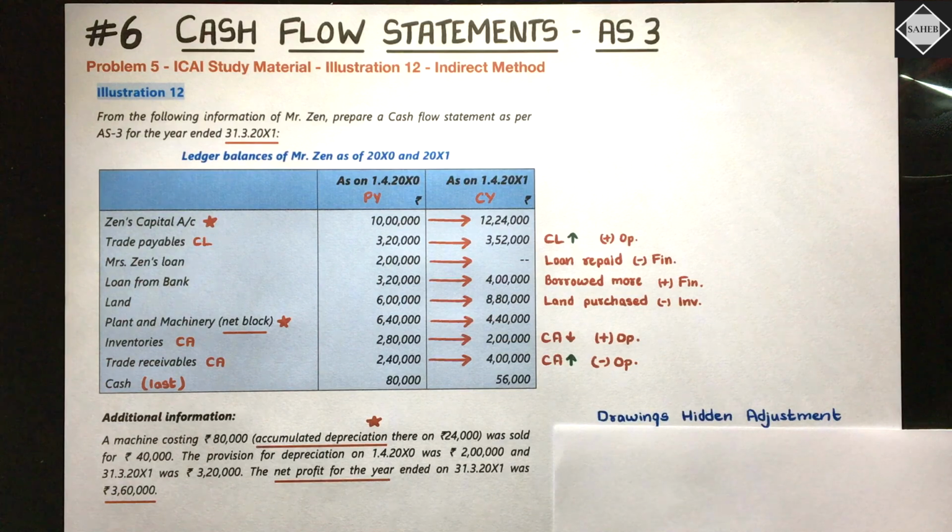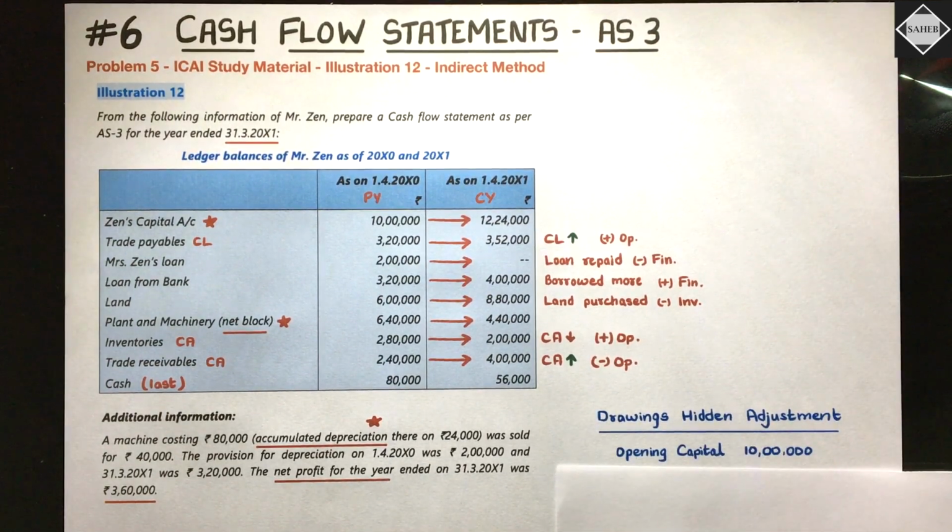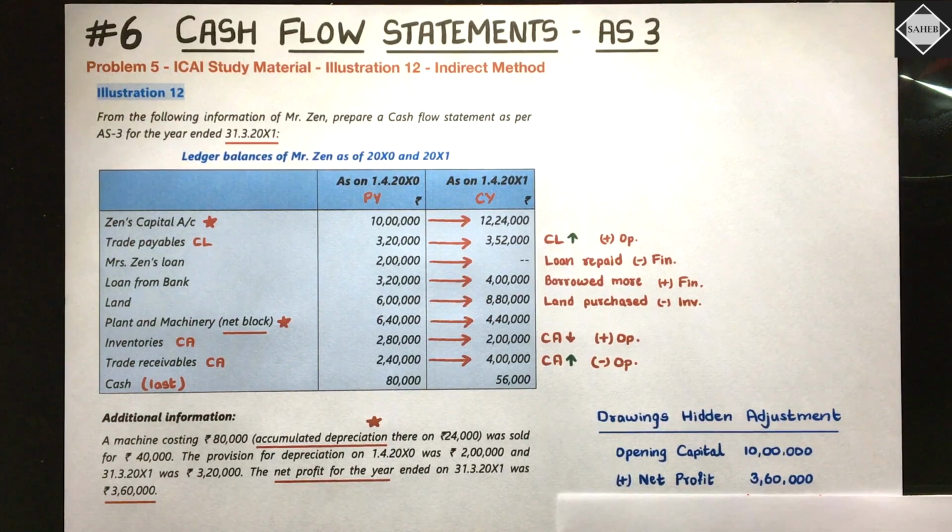Almost in every question, whenever they say proprietorship, you have to understand there will be a drawings head and adjustment. So what is this drawing head and adjustment? See, it's really simple. First, take the opening capital. Opening capital is 10 lakh. In the current year, Mr. Zen has made a profit of how much? 3,60,000. So profit gets added to the opening capital. So 10 lakh plus 3,60,000 is equal to how much? That's equal to 13,60,000, right? That's what the closing balance should be, isn't it?